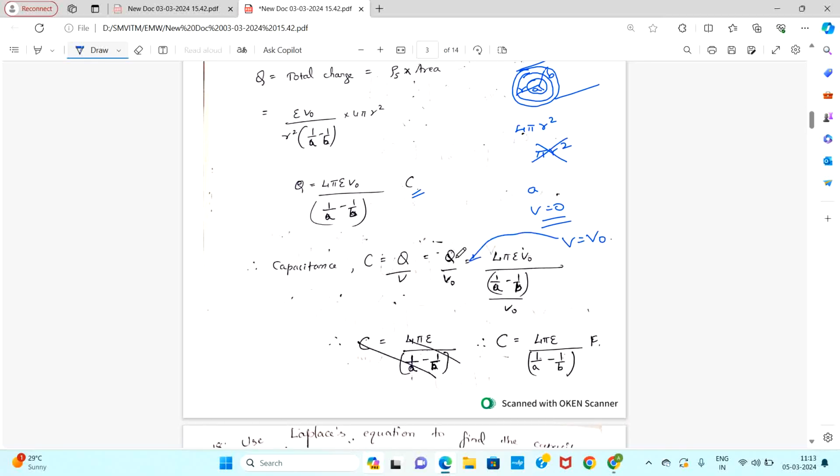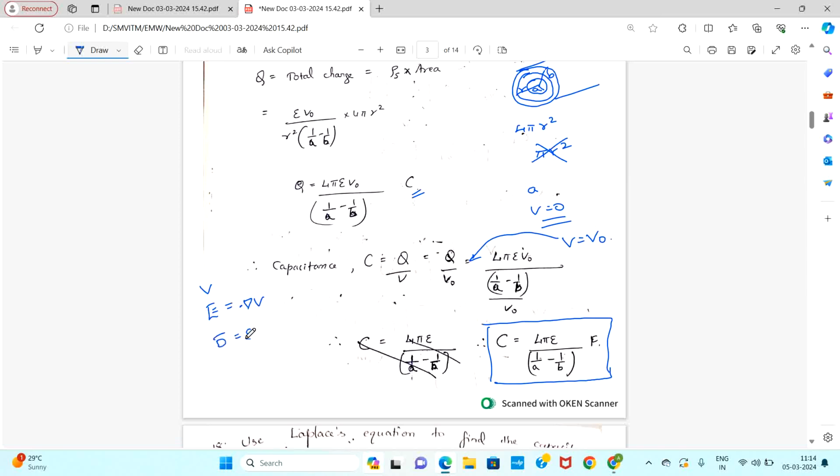Okay. So just take Q by V naught. Whatever the Q value is, divide by V naught. So V naught gets cancelled. So finally you have the capacitor value as this. Right. So it's very simple. The problem is very simple. First find out V using Laplace or Poisson's equation. From V you find E using this relation, minus del V.